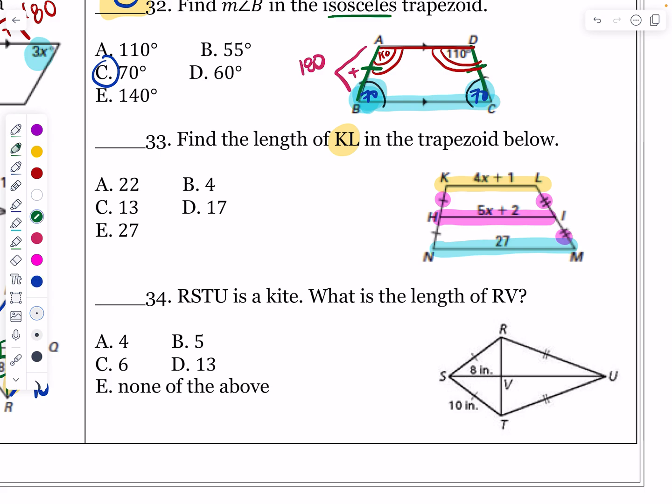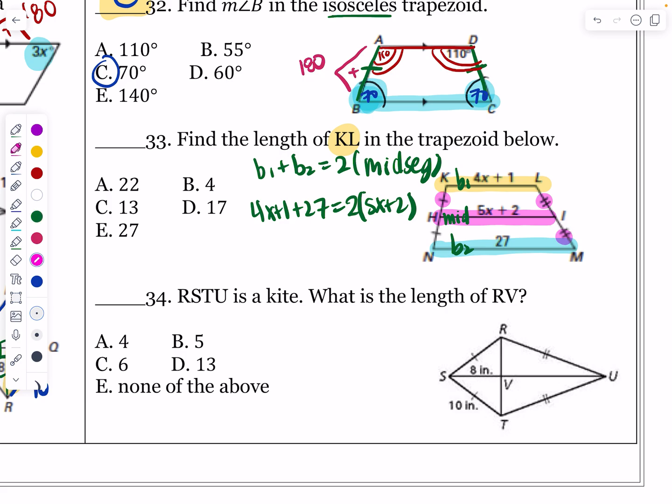We learned a formula that said that if you average yellow and blue, then it is going to be equal to pink. Another way to say that is that base 1 plus base 2 is going to be 2 times the mid-segment. So here's my mid-segment. Here's my base 1. Here's my base 2. So that's going to be 4x plus 1 plus 27. It's going to be equal to the pink mid-segment, which is 2 times that mid-segment, 5x plus 2.